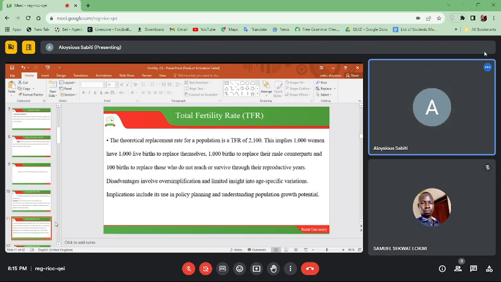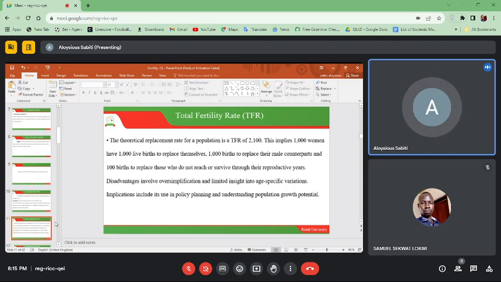Then they have another 1,000 births to replace their male counterparts, meaning the expectation is that these women will first replace themselves, then they replace the males. Then there is a bonus of 100 births. That is to replace those who do not survive, meaning those who die at a younger age without having children and so forth. So at this time, the theoretical replacement rate would be 2.1.